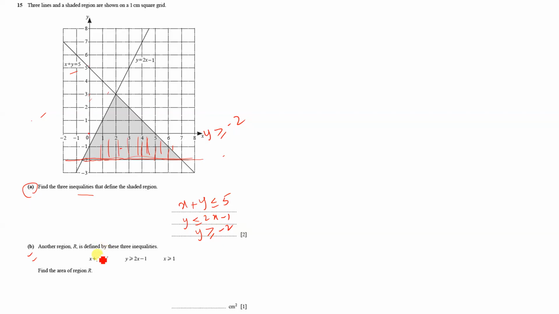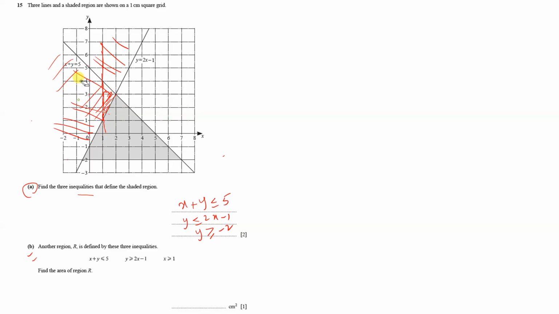Part B. Another region R is defined by 3 inequalities. x plus y is less than or equal to 5. That is the same region. Y is greater than 2x minus 5, that is this direction, and x is greater than or equal to 1. So this is the line x is equal to 1. Greater than 1 means this part.